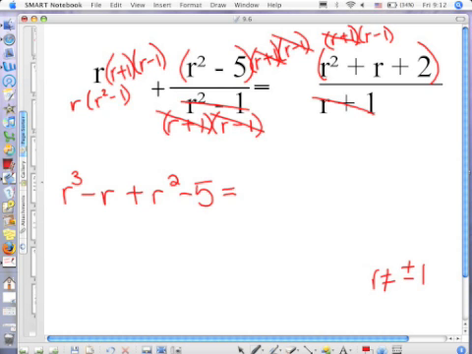Does anybody remember how to do that? You can't do FOIL. Anyone? First, we multiply everything by r. Then we multiply everything by negative 1. Okay? So, r times r squared plus r times r plus 2 times r. Then negative 1 times r squared, negative 1 times r, and negative 1 times 2.